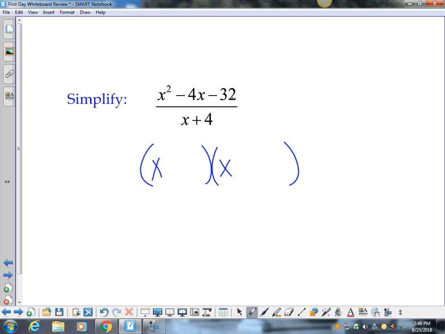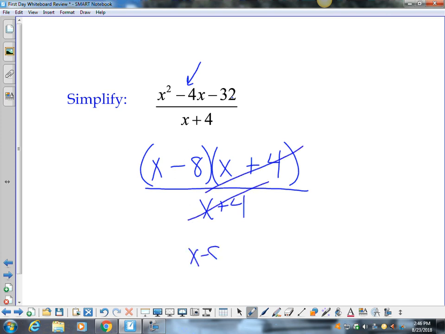32, and I'm trying to get a 4, 8 and 4. I want a negative 4, so I need a negative 8 and a positive 4, and that'll give me a negative 32. And then looky there. There you go. Again, that should be complete review.